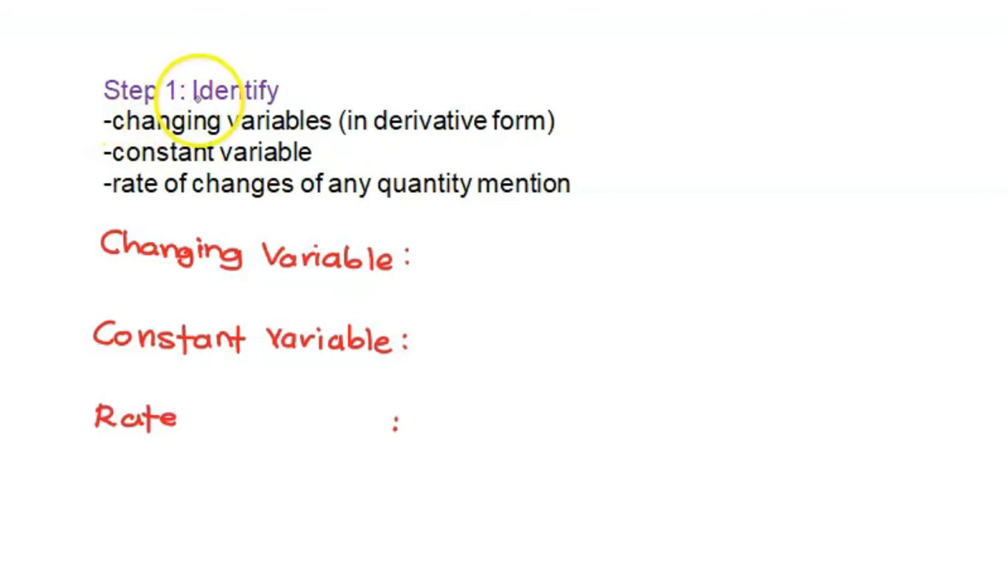Step 1 is to identify the changing variable, constant variable, and the rate of change to be found from the question. If we read the question carefully, we can see that the changing variable can be written as dx over dt, which is 3 meters per second. x is changing over time and the rate is 3.